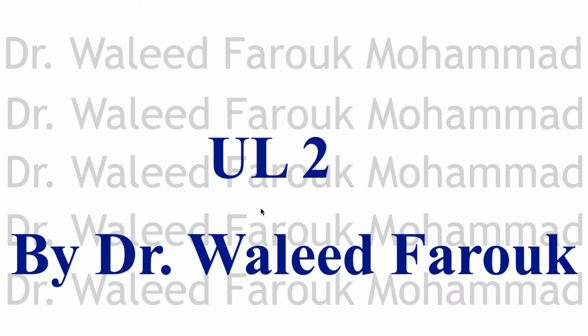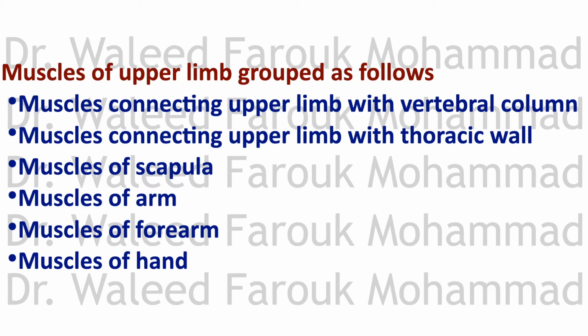In this lecture I will be discussing the musculature of the shoulder region. So let's begin. The muscles of the upper limb in general are grouped as follows: the muscles connecting the upper limb with the vertebral column, muscles connecting the upper limb with the thoracic wall, muscles of the scapula or scapular muscles, arm muscles, forearm muscles, and hand muscles. This is the plan we will go by in discussing the upper limb.